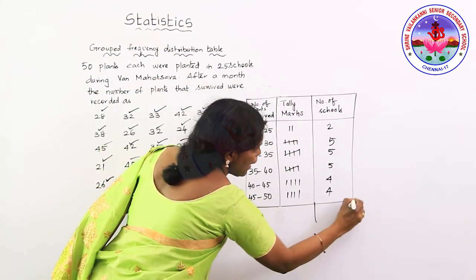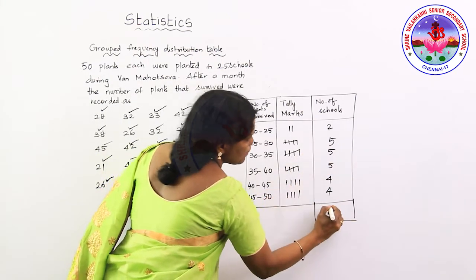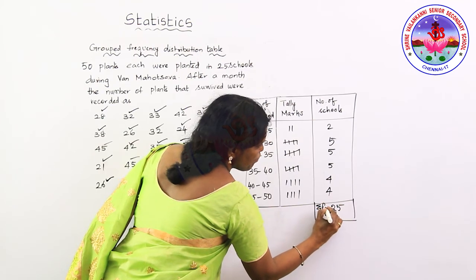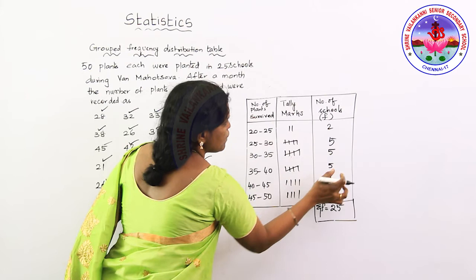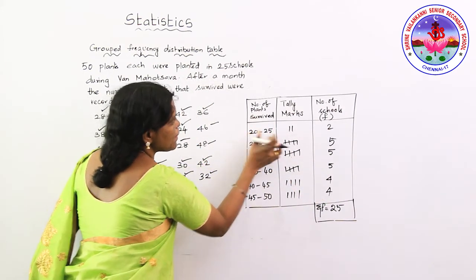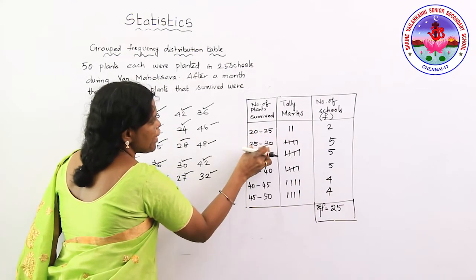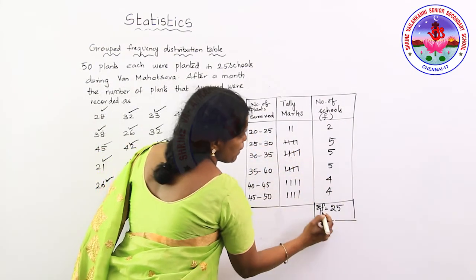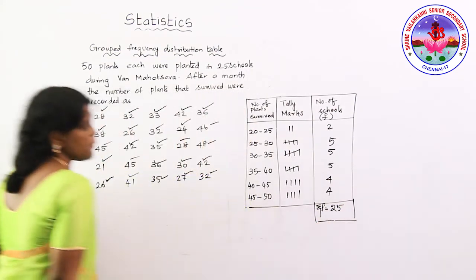So when I add these frequencies, I get 25 schools, which is nothing but the summation of f. This is your frequency, the number of times plants fall under this category. We have discussed the number of schools that fall under a certain category. So when I add all the frequencies, the summation of frequency, I should get the total number of schools.